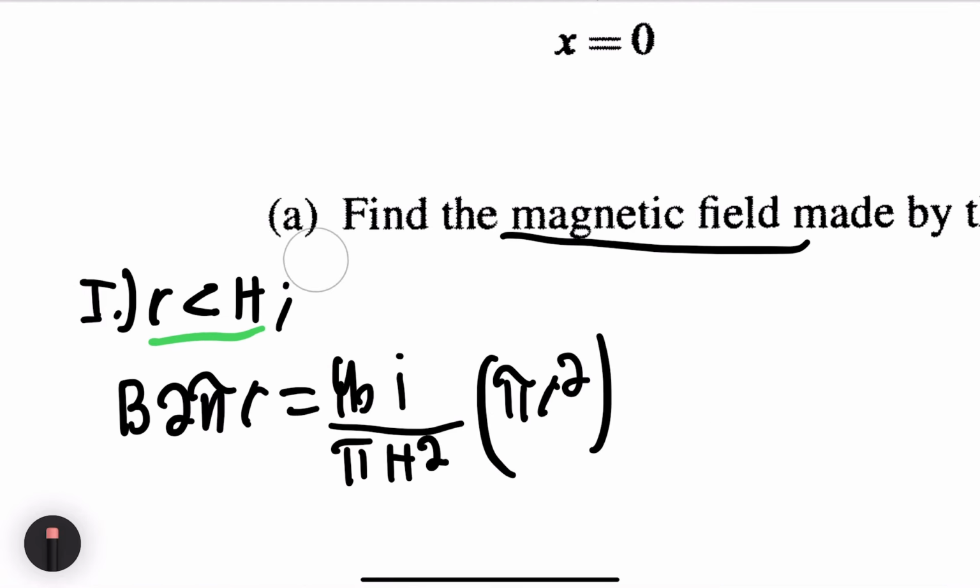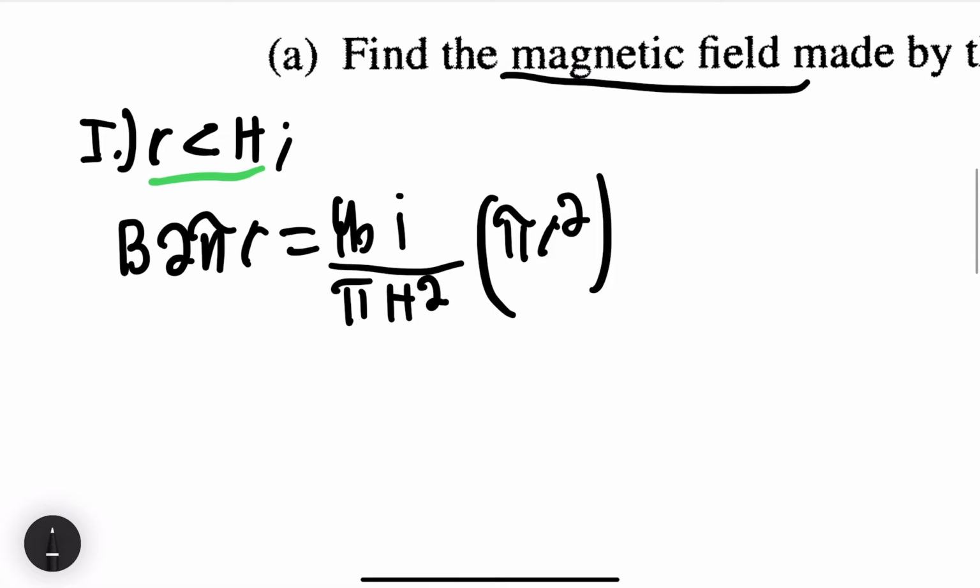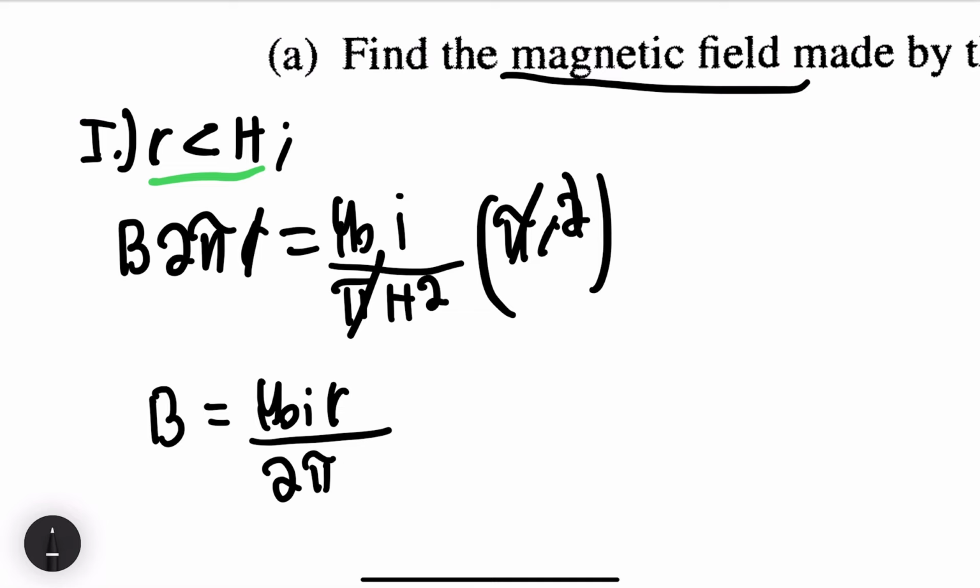So we can just simplify this. See what simplifies. So pi's cancel, one of the r's drop, and that should be it. So B is equal to mu naught I r divided by 2 pi h squared.